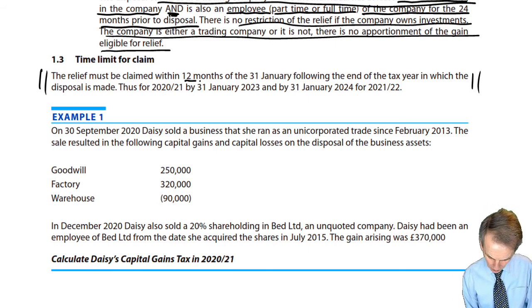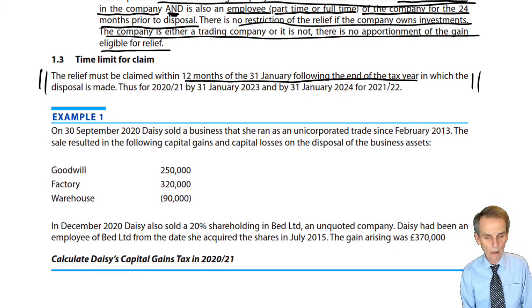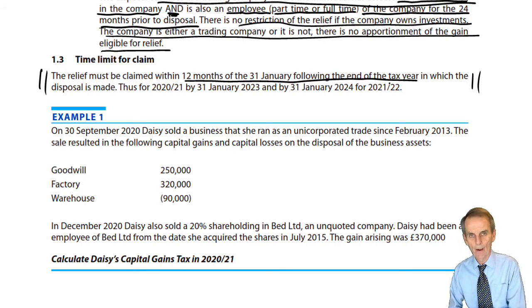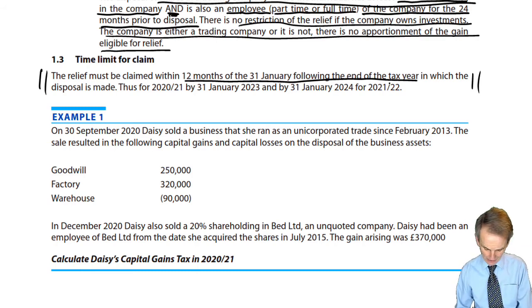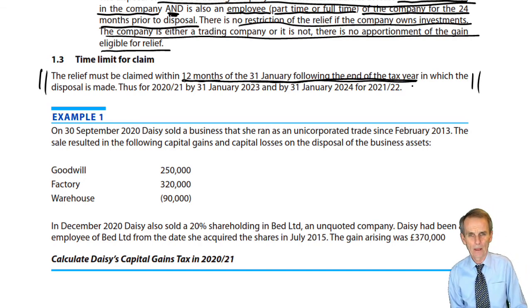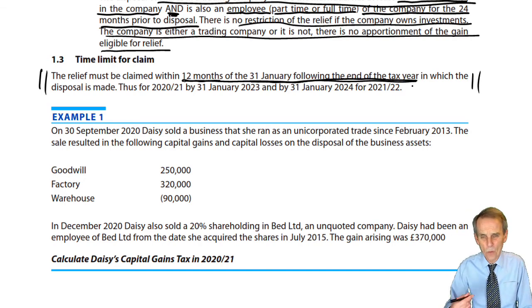But the relief must be claimed within 12 months of the 31st of January following the end of the tax year. Now you will recall that you normally have to pay your CGT, and certainly on these business assets you would, by the 31st of January following the end of the tax year in which the disposal took place. Well, what we're now saying here is in relation to business asset disposal relief, it must be claimed within 12 months of the 31st of January following the end of the tax year. So you've got another year after when you had to pay your tax and get your tax returns in.